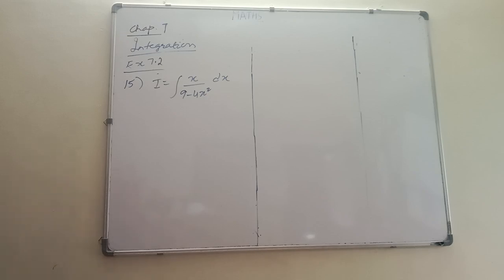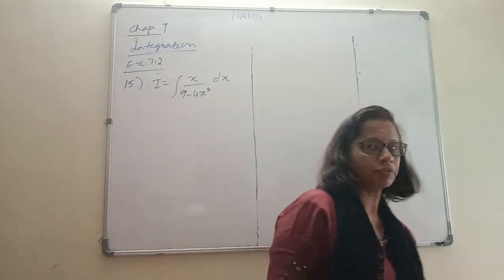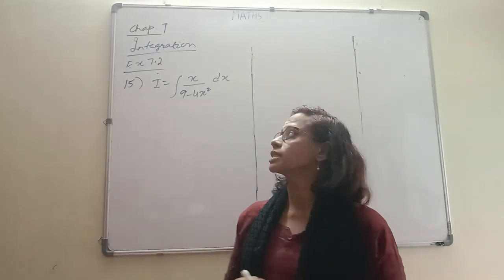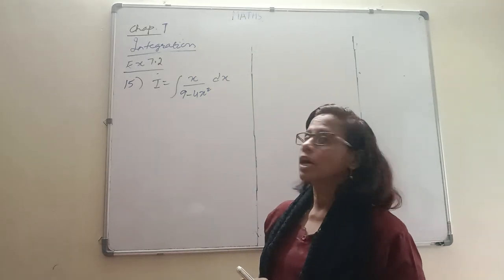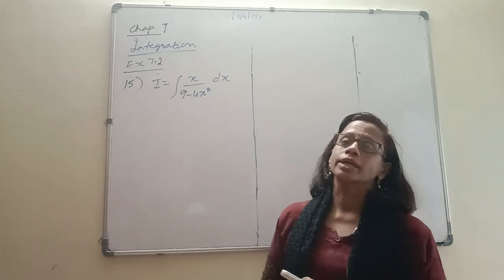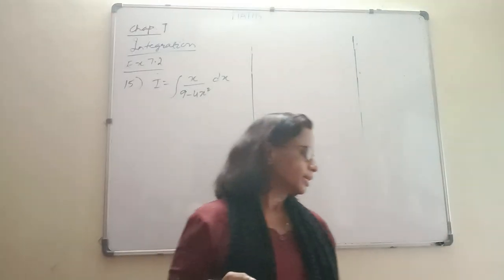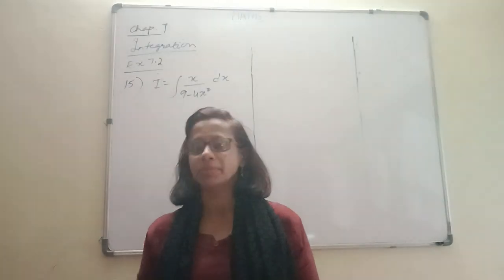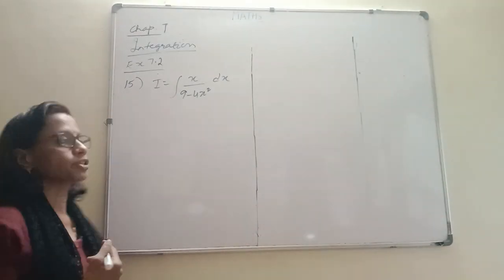Hello folks, let's continue with the next video where we are going to take the 15th problem of this exercise 7.2. The problem is there on the board. It says that we have I as the integral to be found out as x over 9 minus 4x squared dx. So it's very clear to us that amongst x and 9 minus 4x squared, 9 minus 4x squared is the more complicated function, so we can go in for a substitution.